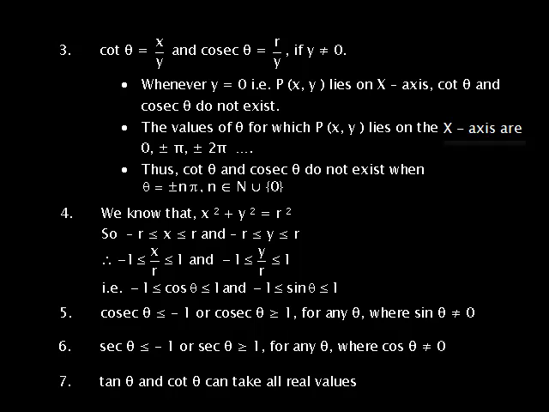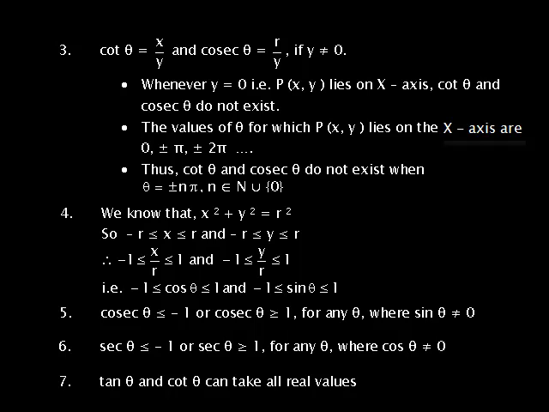Cot theta equal to x upon y and cosec theta equal to r upon y if y not equal to 0. Whenever y equal to 0, that is whenever the point P lies on the x-axis, cot theta and cosec theta do not exist. The values of theta for which the point P lies on the x-axis are 0, plus minus pi, plus minus 2 pi, etc. Thus, cot theta and cosec theta do not exist when theta is an integral multiple of pi.